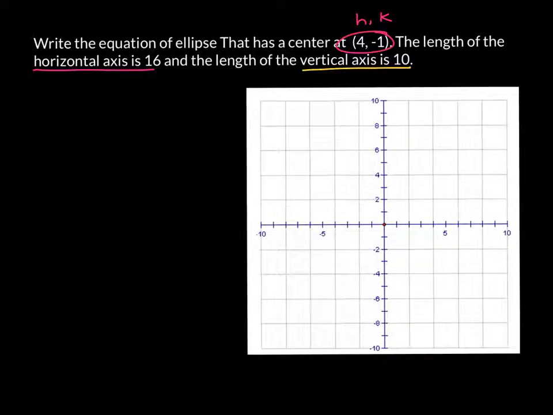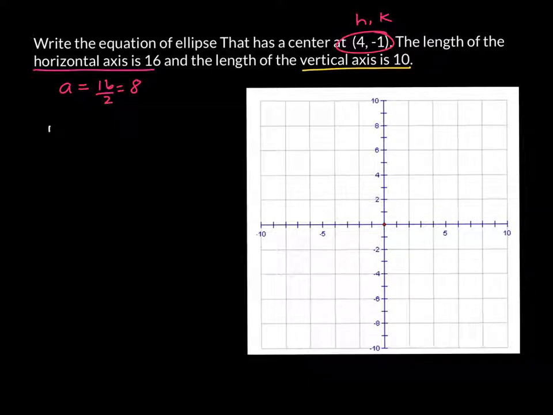Now, because the length of the axis is 16, this is going to be our larger value. So a is going to be equal to 16 over 2. And again, I divide that by 2 because it's the entire axis, so that gives me a is equal to 8. Now I have everything I need to go ahead and write the equation.